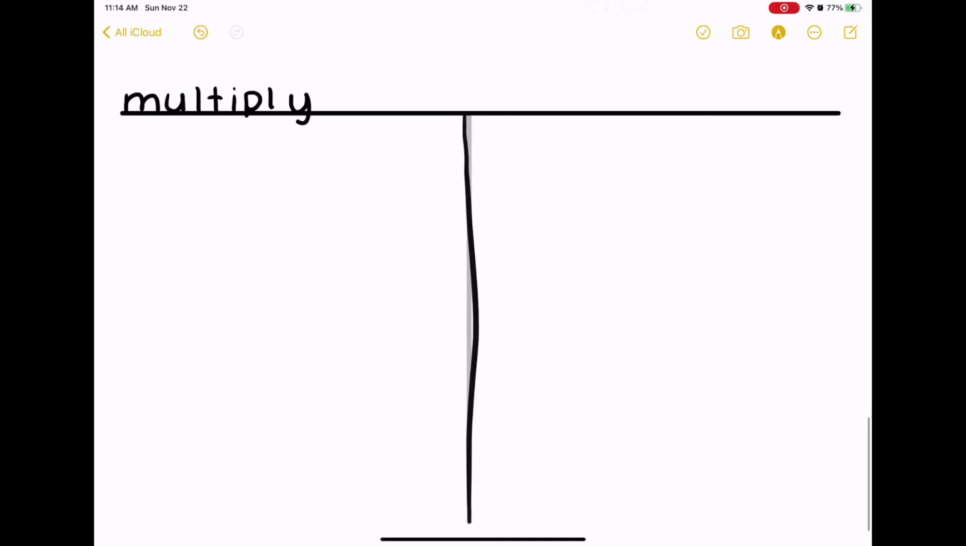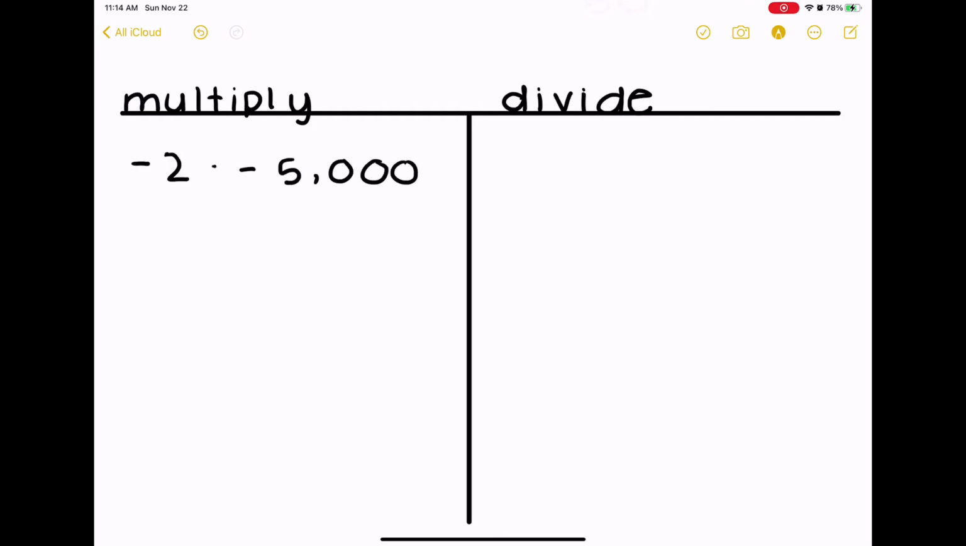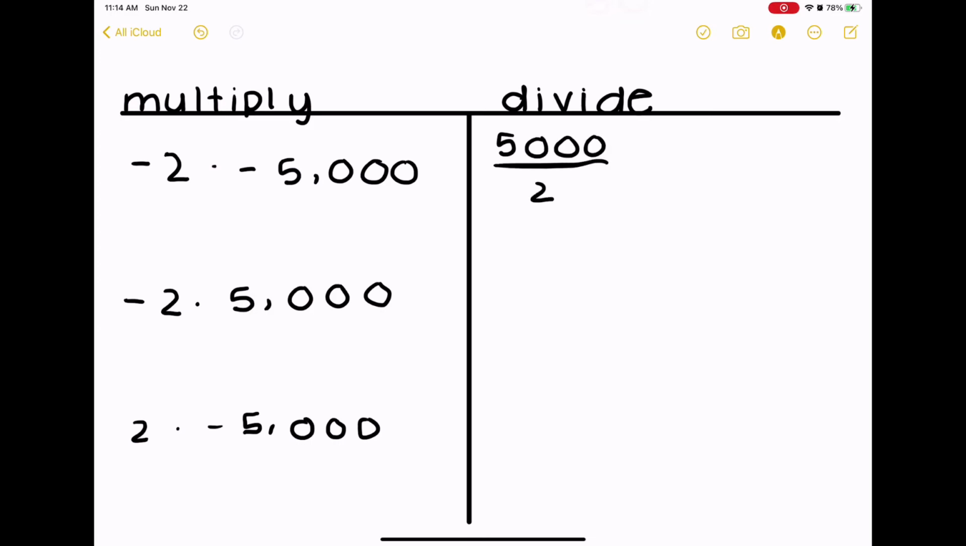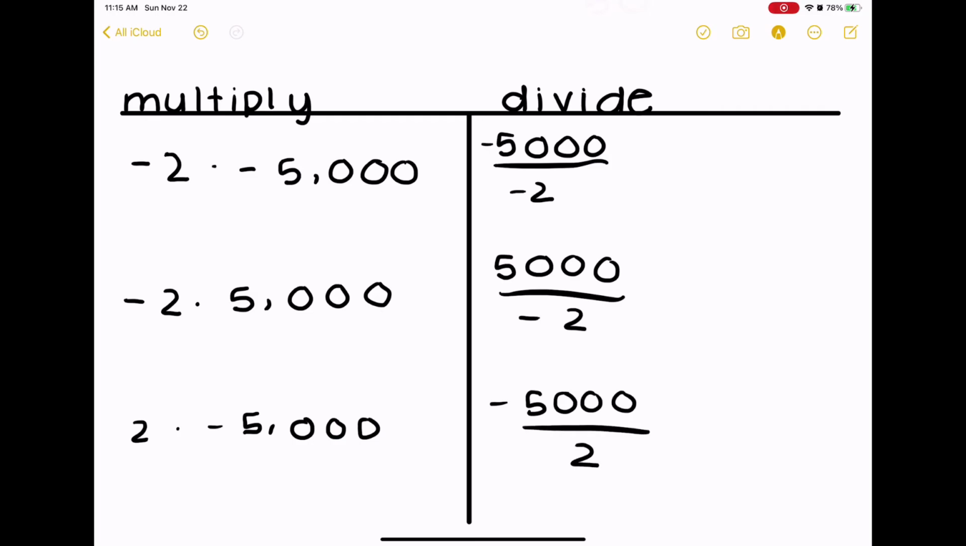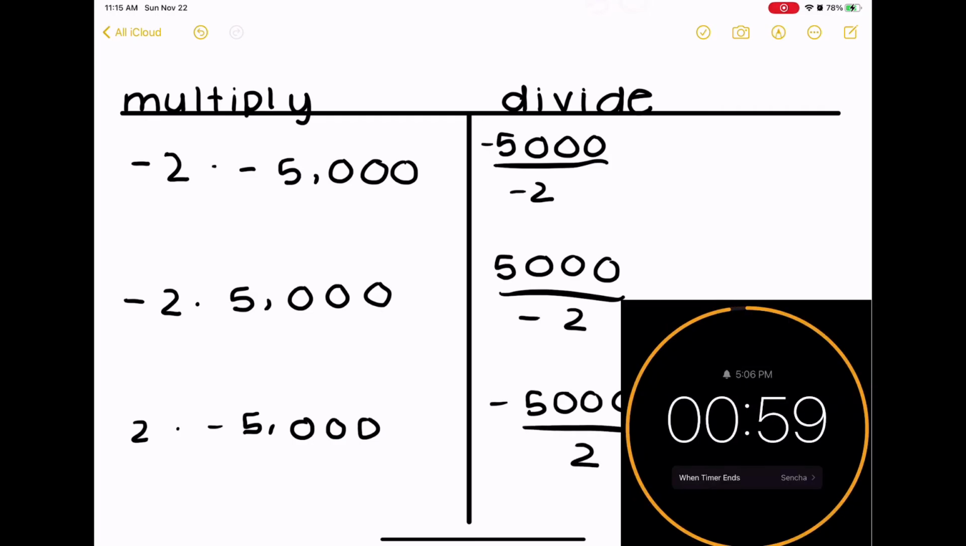So applying our knowledge that two negative numbers multiplied is equal to a positive number, and one negative and one positive is equal to a negative number, you all are going to do a practice problem all by yourselves. They're all the same numbers, just the sign is going to change. So we have -2 times -5,000, -2 times 5,000, 2 times -5,000. And then you have to divide 5,000 divided by 2, negative 5,000 divided by -2, 5,000 divided by -2, and -5,000 divided by 2. You will have 1 minute.